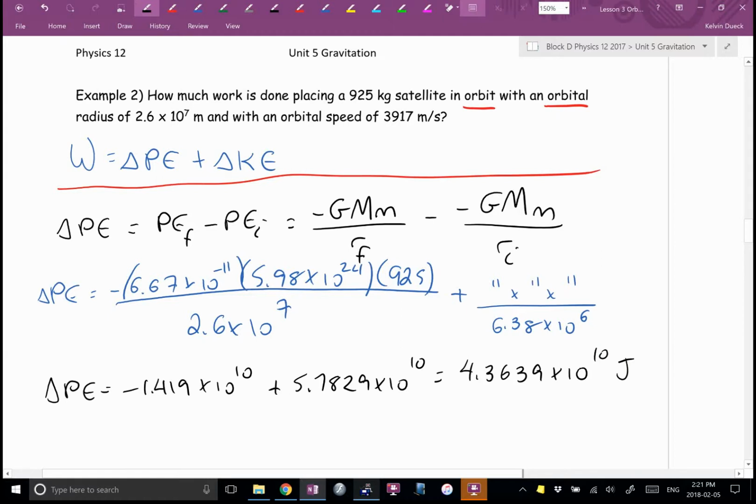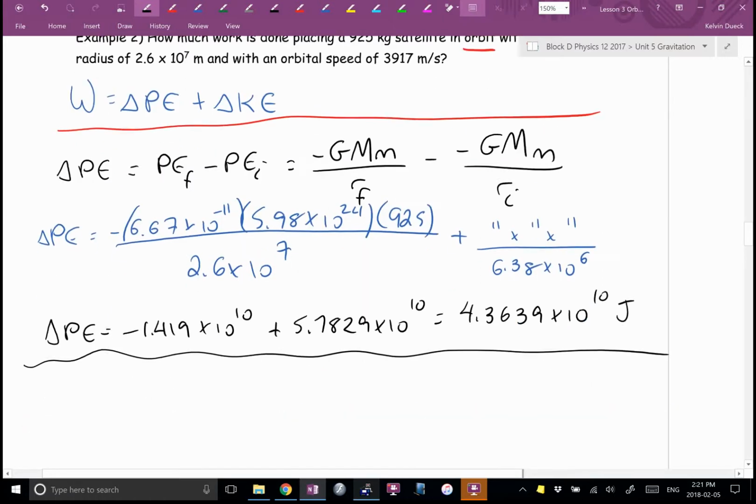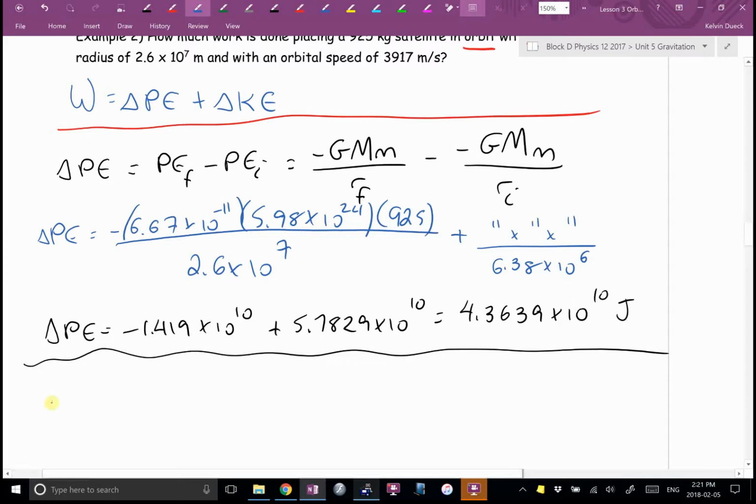I'm noticing, Mr. Dewick, I'm often getting 10 to the 10th. Typically, the amount of work is going to be in the 10 to the 9th, 10 to the 10th, 10 to the 11th range. Yeah. And they're big numbers. Again, this is why it's so expensive to put stuff in orbit. And we haven't even got into orbit yet. We just got it high enough. What else do we need to figure out, Mitra? The change in kinetic. What's changing anything?